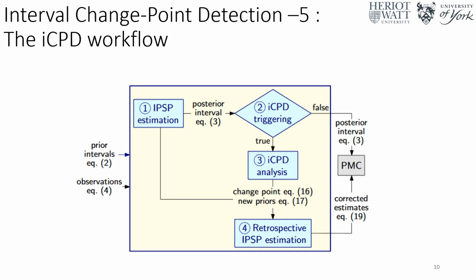It estimates a change point that happened in the past timeline and redoes the IPSP estimation from the past change point to now in a retrospective way. That's step 4. Also, it starts new IPSP estimates from now with the new priors and observations. That goes back to step 1 again. And this loop will continue until the end of the operation of the system.